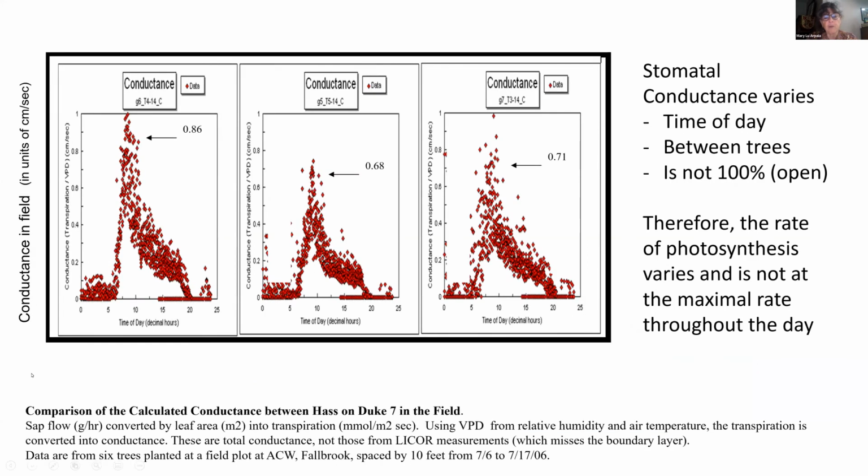But I just want to show you, this is real data of Hass on Duke 7. This data was collected in Fallbrook, and you can see that this is early morning time. On the left side of these three graphs, these are three different trees. And then you can see how the stomates have opened and they reach peak opening right around 10 to 12 o'clock in the day. So that is the time of peak photosynthesis in the tree. And so that's very important.